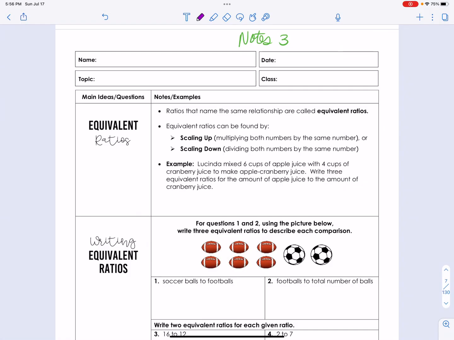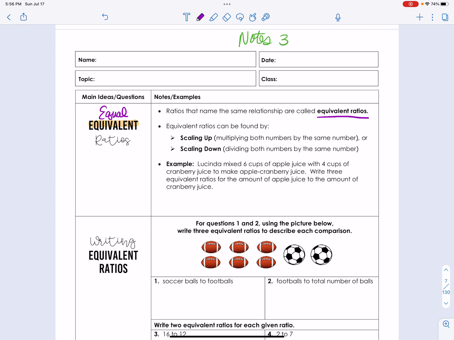So we are doing equivalent ratios. That's when equivalent means equal. So when we think of the word equivalent, we're talking about things that are equal. We're talking about equal ratios. So a ratio that names the same relationship is called an equivalent ratio.